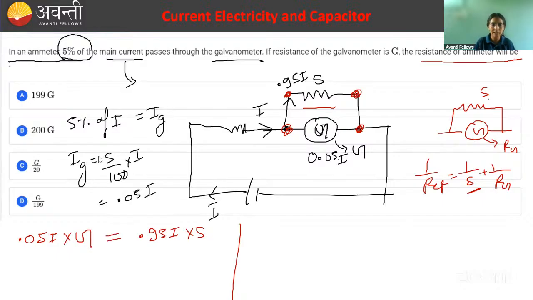If you equate these two, you will get the value of what? S in terms of G. So what value of S are you going to get? 5/95, and there is G here also. So 5G by 95, that is G by 19. So this is the value of S.